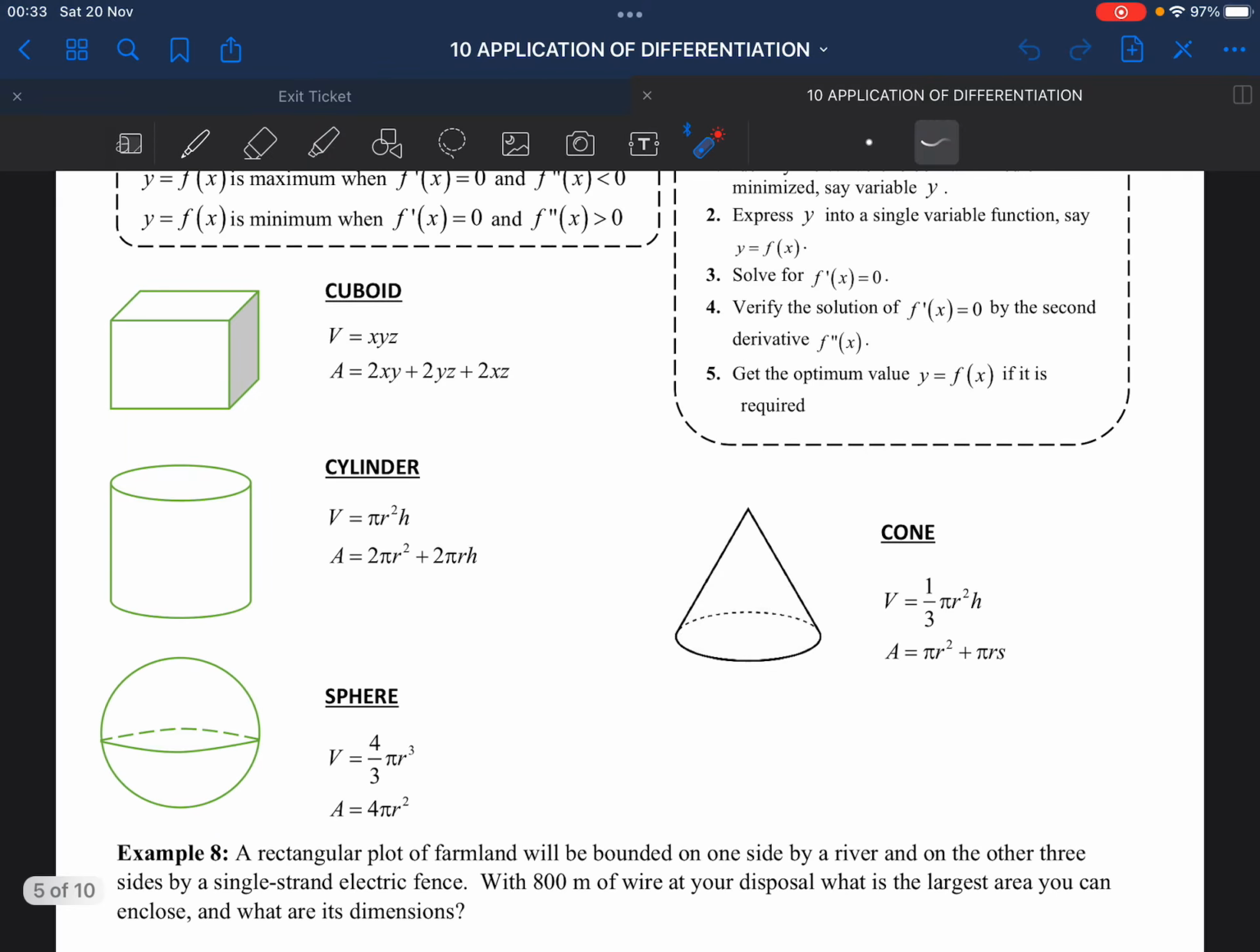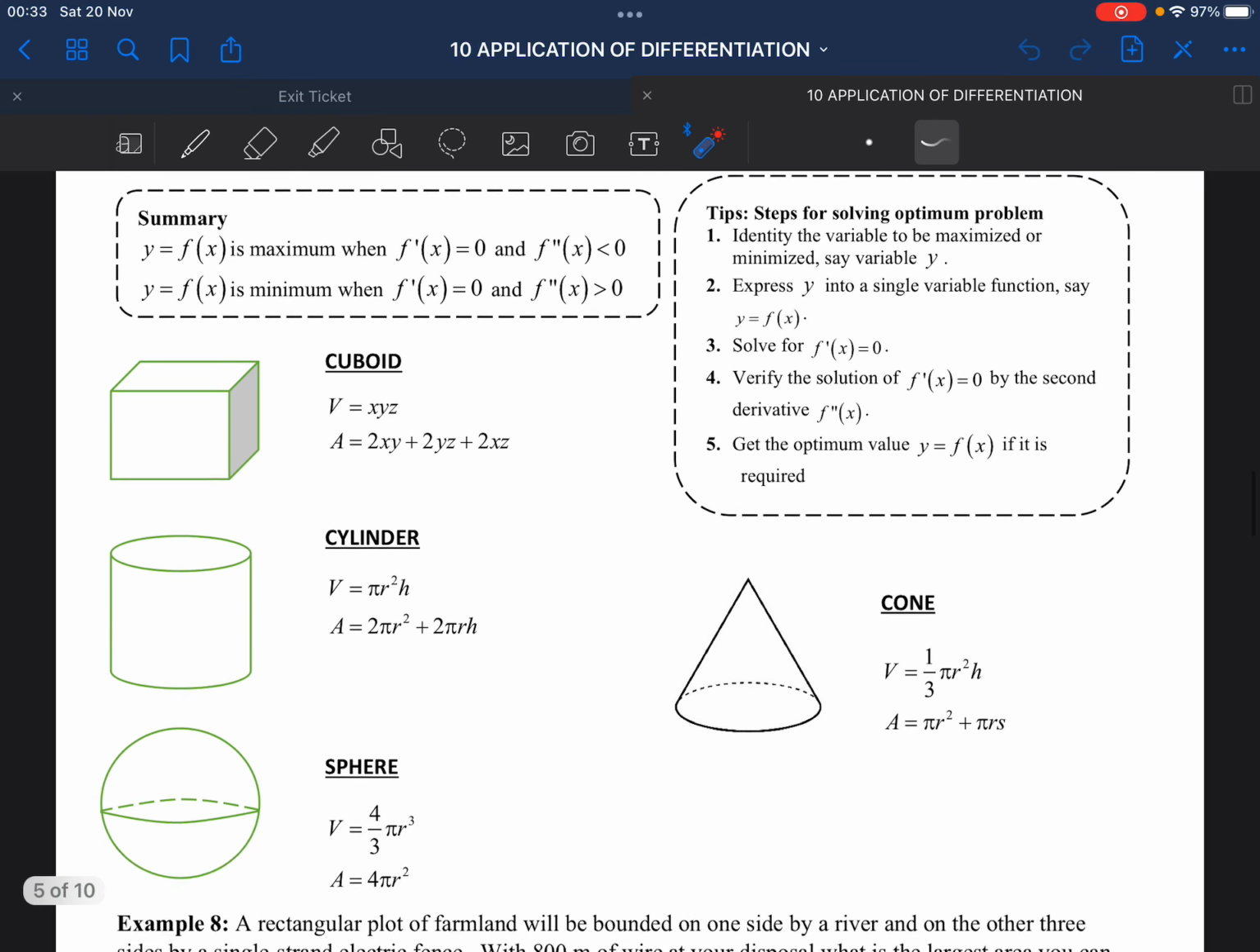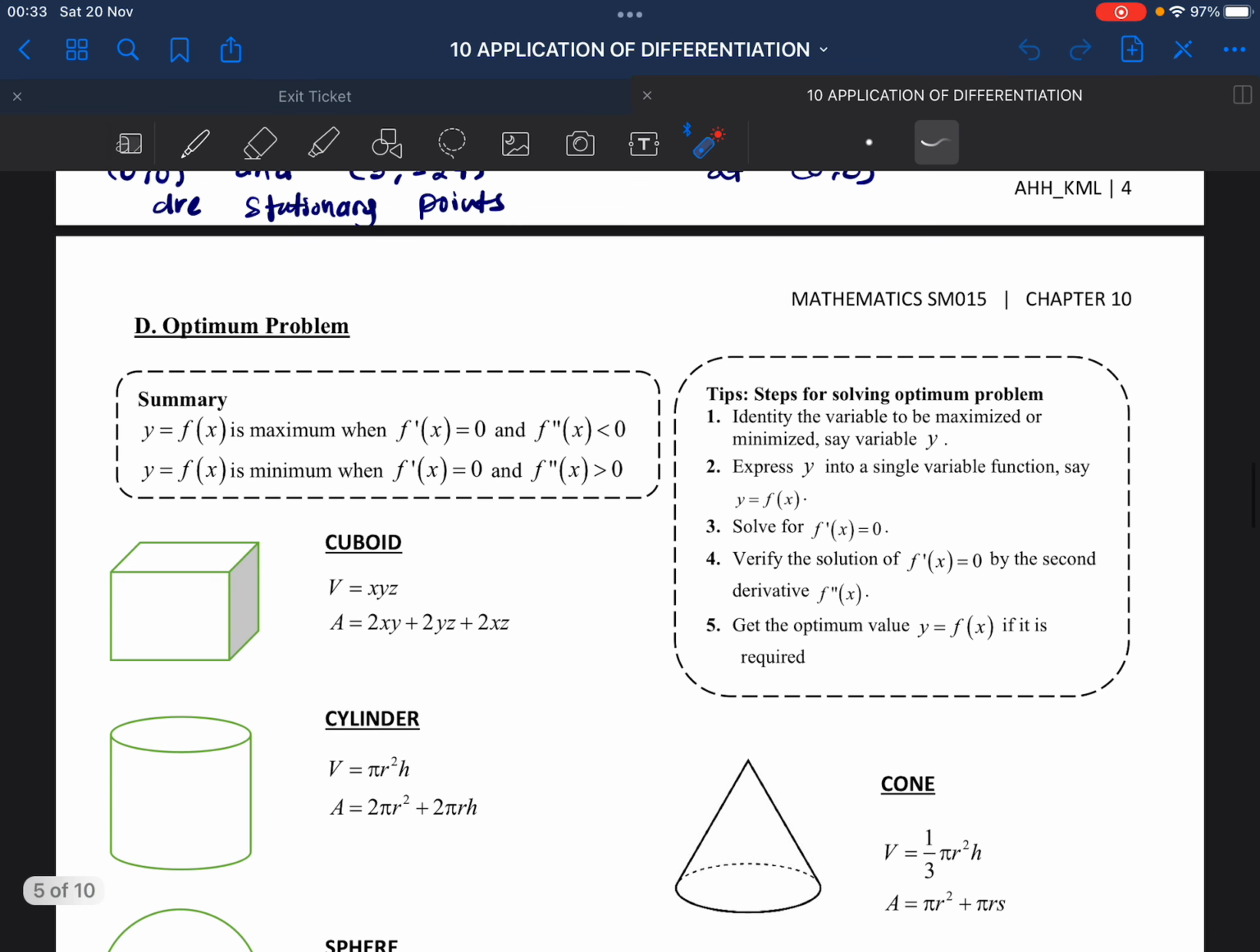Okay, so for optimum problem, it is very important for you to know the volume and the area for these shapes here. So basically the cuboid, cylinder, sphere, cone are the basic shapes. So we just go straight to the example. First, how to solve an optimum problem.